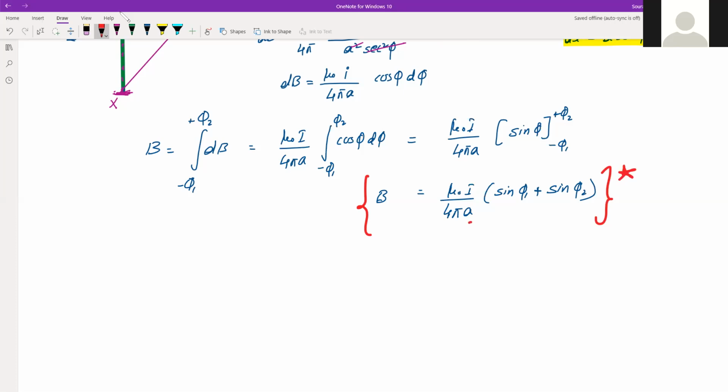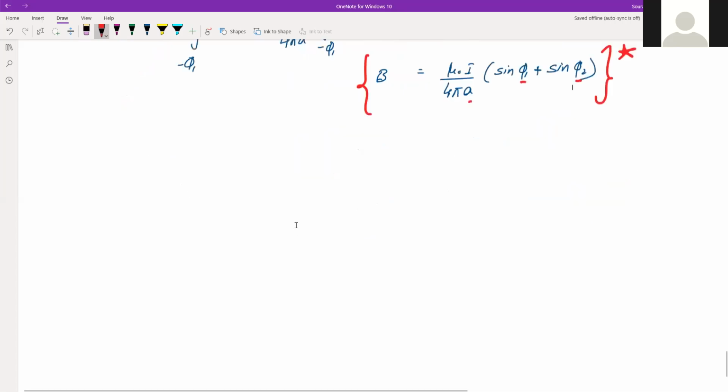So what do we have to do? We just have to measure these angles phi1 and phi2, which are the angles subtended by the ends of that long current carrying conductor at that point P. Right? So that's about the final expression, and obviously we'll have some special cases here.